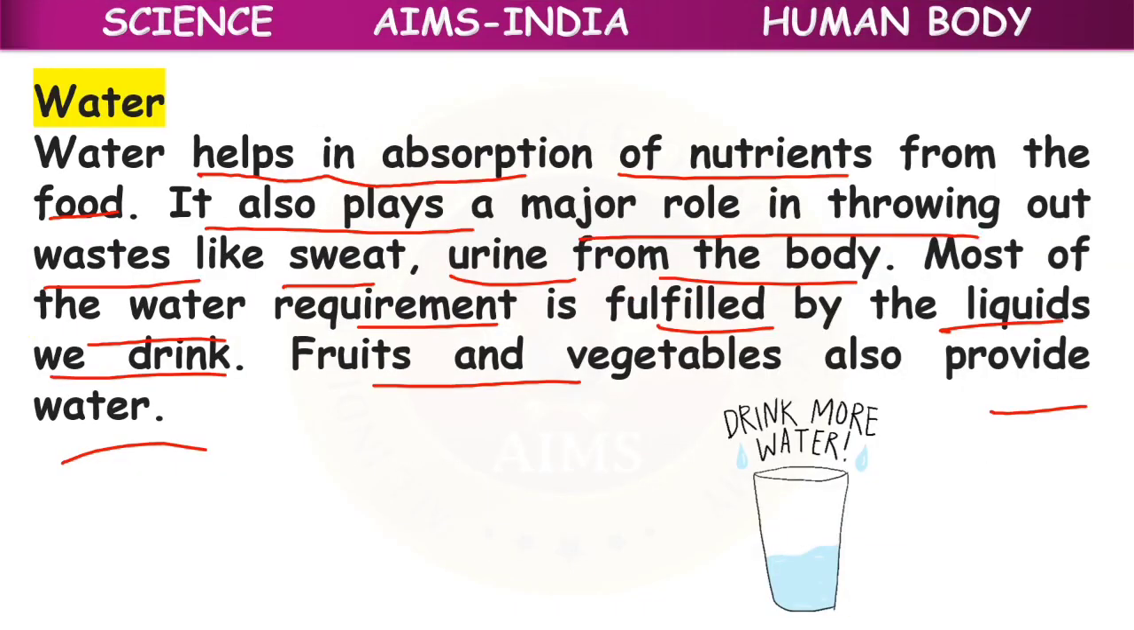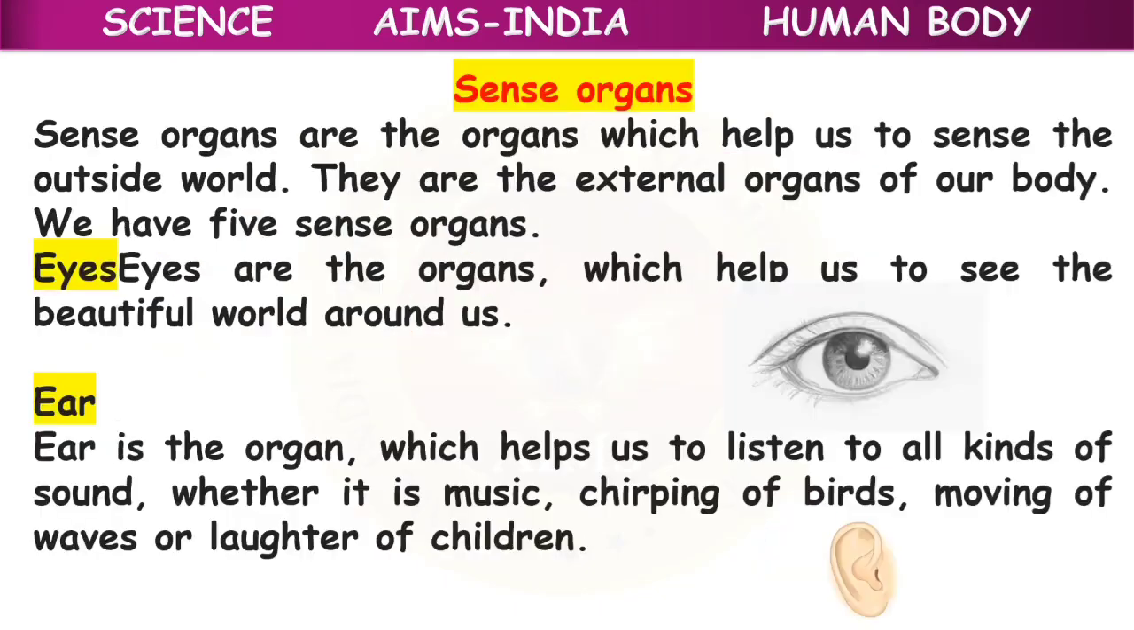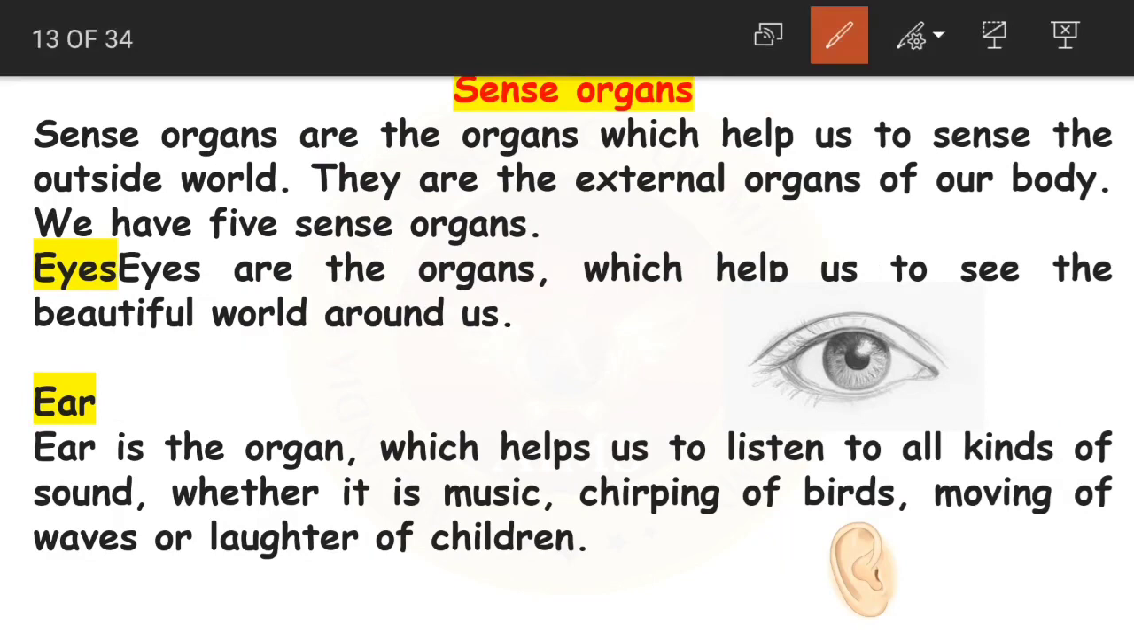Here we are going to learn about our sense organs, because we are talking about the human body. One more important set of organs of our body are the sense organs. Sense organs are the organs which help us to sense the outside world. These are all external organs. They help us to see the outside world, and to feel and touch the outside world.